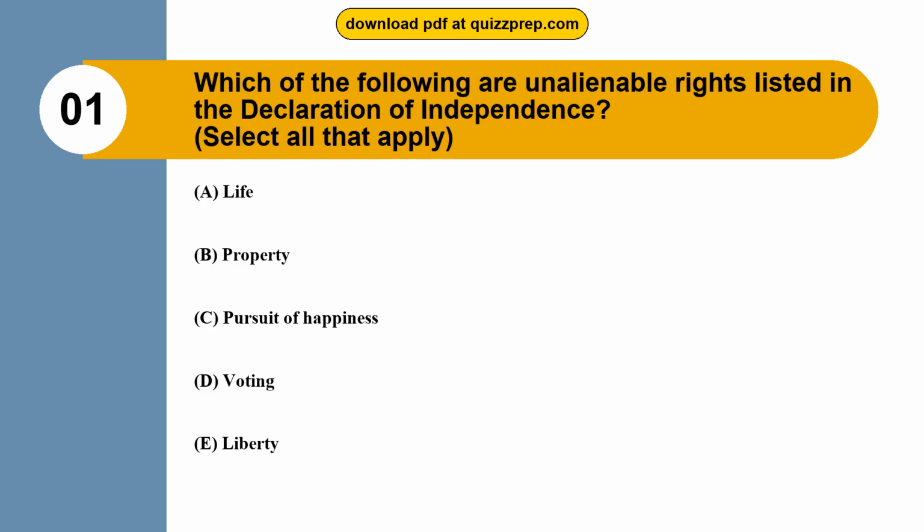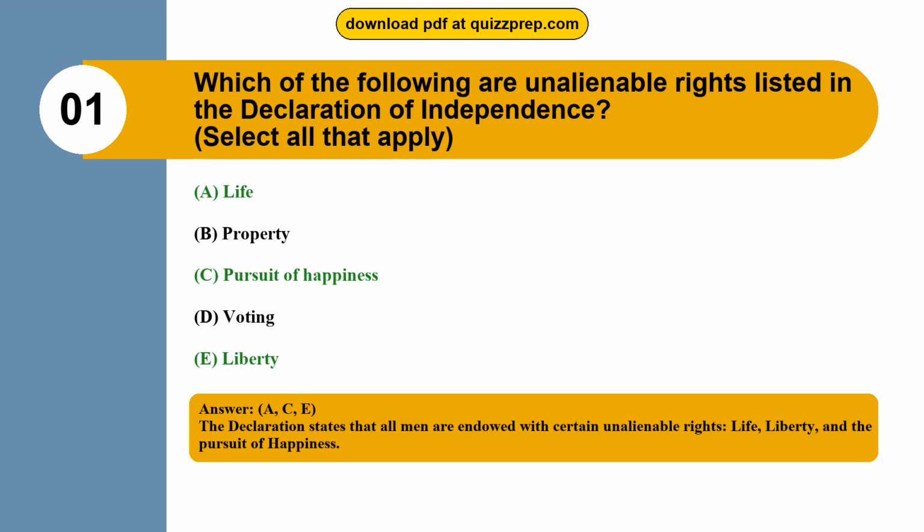Question 1. Which of the following are unalienable rights listed in the Declaration of Independence? Option A. Life. Option B. Property. Option C. Pursuit of happiness. Option D. Voting. Option E. Liberty. The correct answers are options A, C, and E. Life, pursuit of happiness, liberty. The Declaration states that all men are endowed with certain unalienable rights: life, liberty, and the pursuit of happiness.